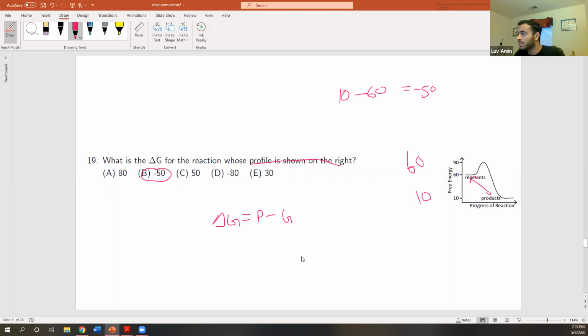This graph could look the other way around. So this is an exergonic reaction, right? It's negative. However, sometimes you may see something that looks like this, right? And in this case, you'll have a positive delta G, right? Because the difference from here to here is a positive number, right? That's endergonic.